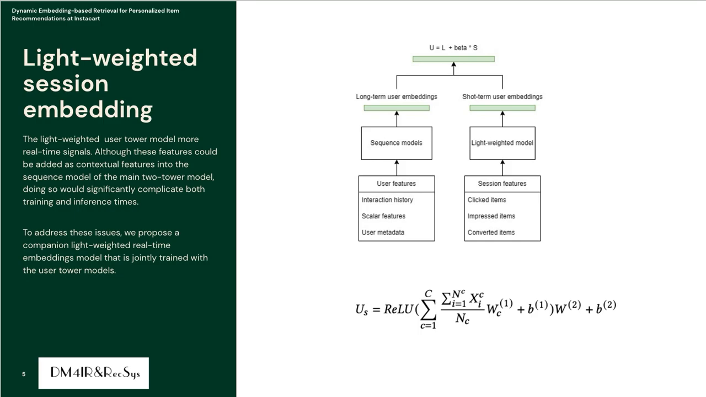Different from the long-term user embedding model, the lightweight session embedding model considers more real-time signals. Although we could definitely add those features to the long-term user embedding model directly, doing so would complicate it a lot, and basically slow down both training and inference times. So we separate the user tower into a long-term tower and a short-term tower, where the short-term tower consists mostly of these real-time signals. And we combine these two embeddings with a linear combination.